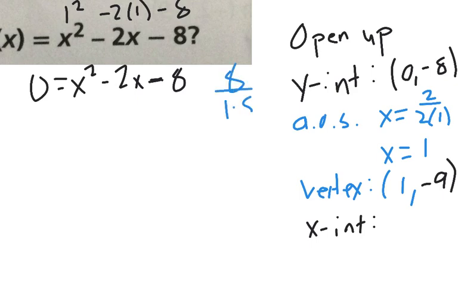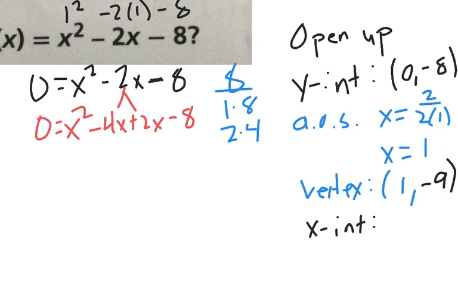What multiplies to be 8? 1 and 8, 2 and 4. I need them to combine to be negative 2. It's going to be a negative 4 and a positive 2 because it has to combine to be negative 2x. So this is x squared minus 4x plus 2x minus 8. And I'm going to group.